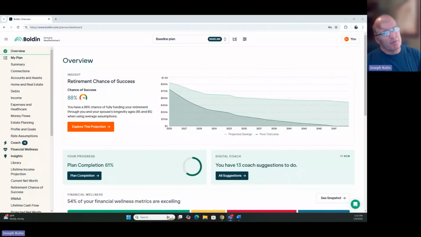Again, you're going to see me look over here. I got two screens. Probably see me small in the corner right now. So this is the Boldin overview. Okay, and Boldin is a software that I love. My plan is in Boldin. These are not my numbers. Okay, this is a dummy account they gave me. I use it for demo like this. But yeah, it's an outstanding plan.